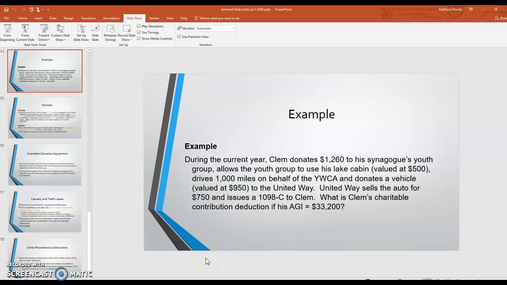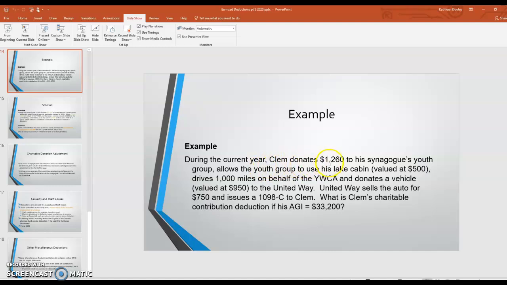Let's take a look at filling out the interest and charitable donation sections of the Schedule A. So here, this is on charitable donations, and we have an example. And just like with other sections, you first have to figure out what is actually deductible before you can worry about what lines it is going to go on the Schedule A.